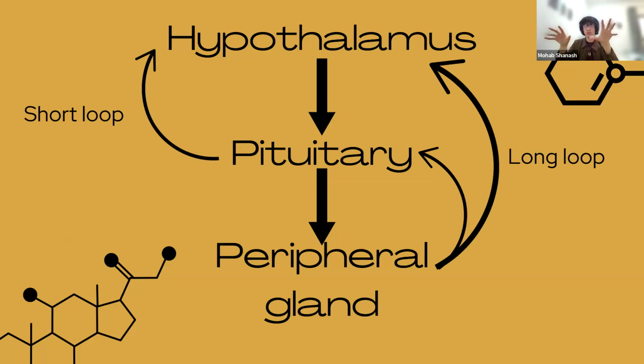When the peripheral gland releases its hormone, it goes back to the pituitary and back to the hypothalamus and tells them, okay, calm down, I've done my job. I've released all we need, so please lower it. I don't need to release anymore. Your pituitary also goes back to your hypothalamus in a short loop. For example, the hormone released from your pituitary goes to your hypothalamus and tells it to stop. Same concept. When it starts from your peripheral gland, it's a long loop. When it starts from your pituitary, it's a short loop.